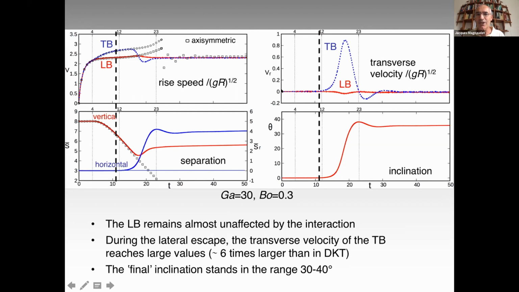So the leading bubble keeps an almost 0 horizontal velocity throughout the process, whereas the trailing bubble, which of course has an initially zero lateral velocity, gets a very large lateral velocity during the interaction process. You see that this lateral velocity reaches a maximum which is more or less 40% of the rise velocity, which is very large. And then this lateral velocity goes down to zero when the two bubbles are separated.